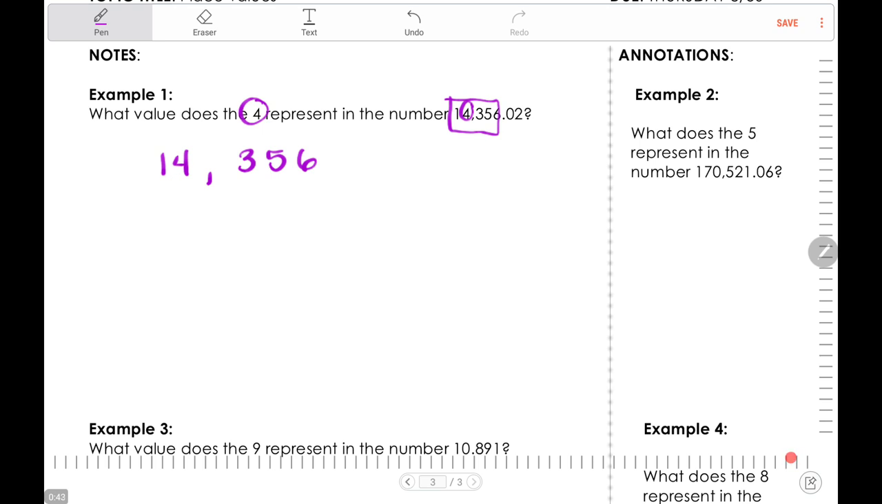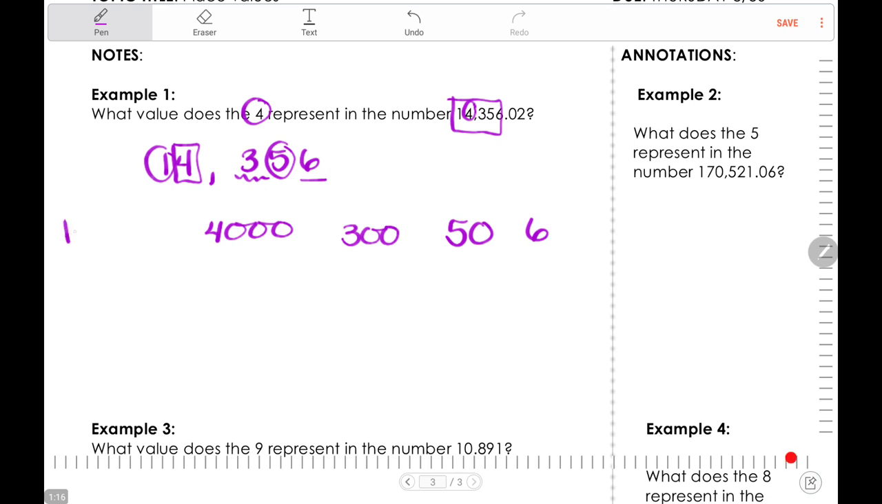I can say that this part is just a 6. I can say this part represents 50. So 56 is the same thing written as 50 and 6. Then I have the 3, which represents 300. The 4, which represents 4,000. And the 1, which represents 10,000. So this is just the same number but split up. So 10,000, 4,000, 300, 50, and 6.